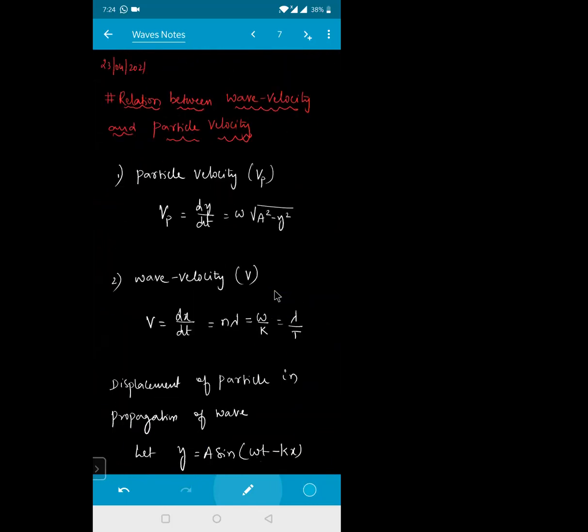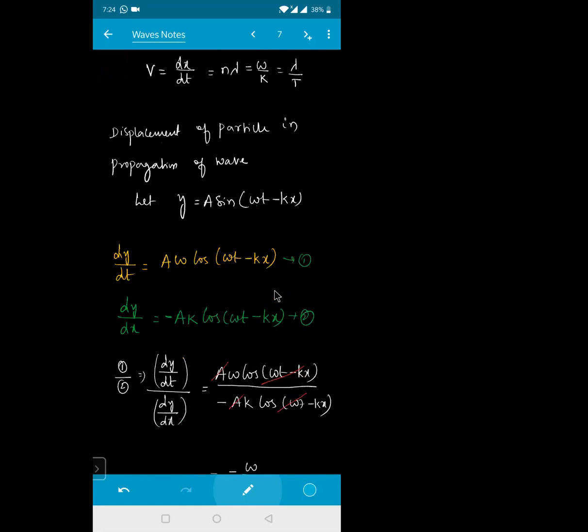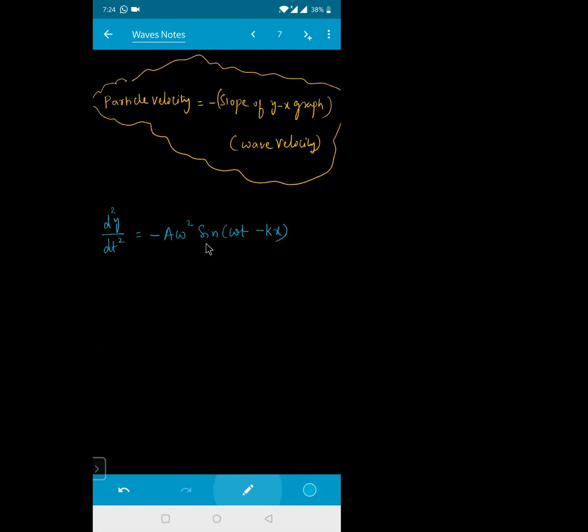Once again, I'm differentiating the equation. Omega is a constant. Differentiation of cos(omega t minus kx): omega is constant, so bring it out. If I'm bringing it out, this will become omega square. Differentiation of cos is minus sine. So d square y by dt square is equal to minus a omega square into sine of omega t minus kx. This is my equation number 3.